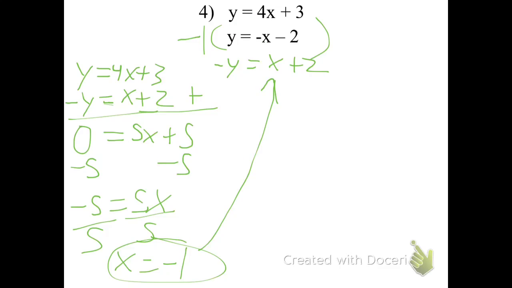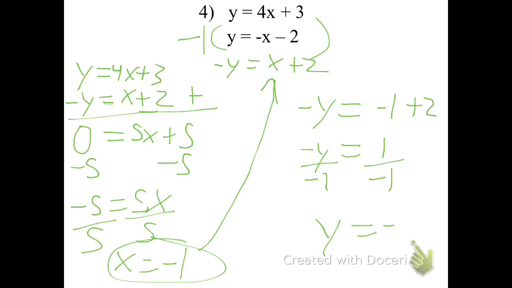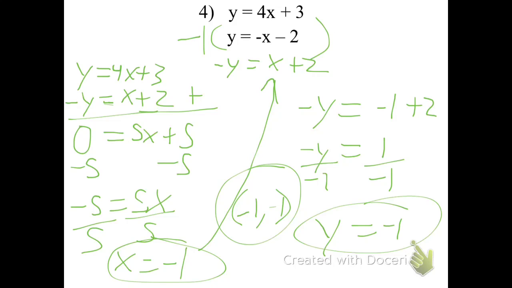I'm going to plug it into this bottom one, because I can. So I get negative y equals negative 1 plus 2. Negative 1 plus 2 is 1. So negative y is 1, divided by negative 1 to get y by itself. And you get y equals negative 1. And we have our other half of our solution. So altogether you get negative 1, negative 1. You should be getting the same solution every time, because all you're doing is solving the same system, but with different strategies. And that's it for using elimination.